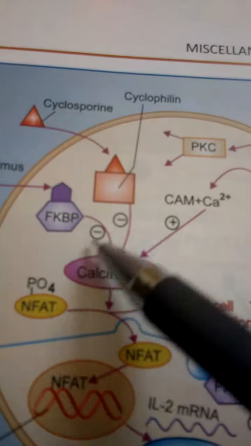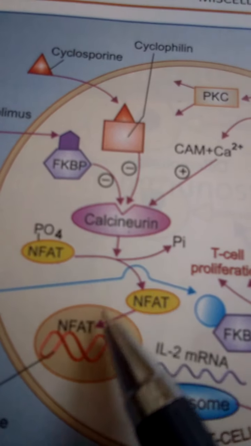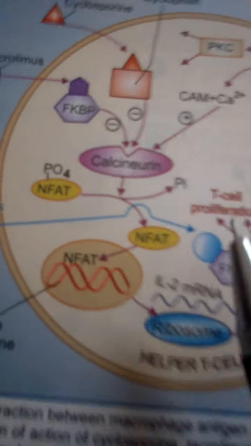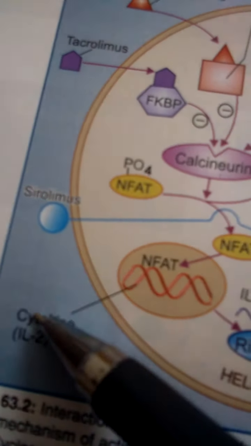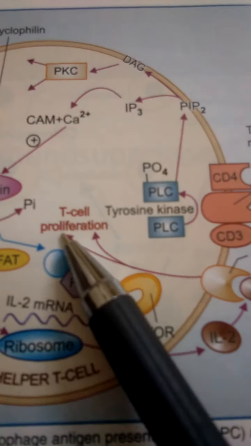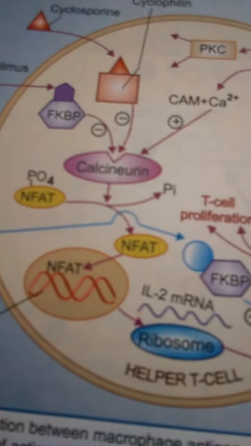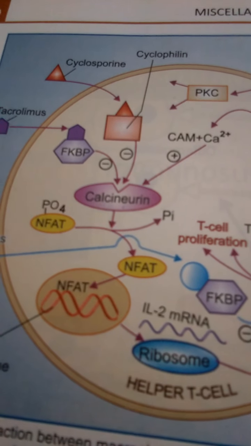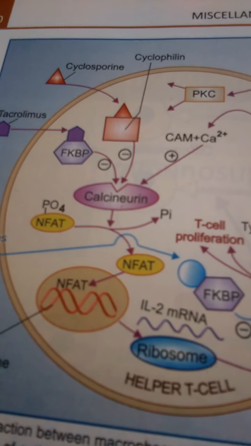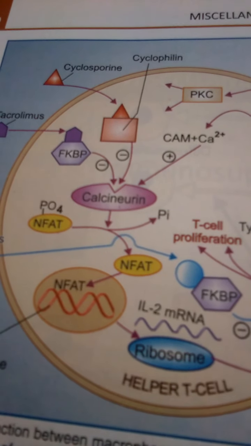Cyclosporin and cyclophilin act on calcineurin. Here there is no dephosphorylation of NF-AT, and it leads to a decrease in cytokine formation or cytokine release, and also a decrease in T cell proliferation. That is, there is no IL-2 liberation from that NF-AT. So cyclosporin, along with the cyclophilin, binds to calcineurin, and there is no action of calcineurin.